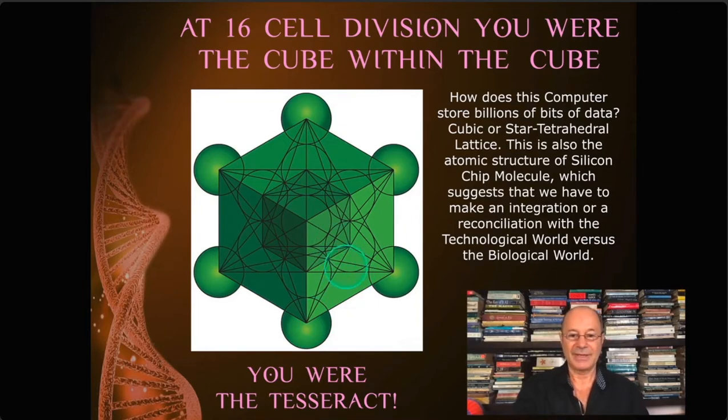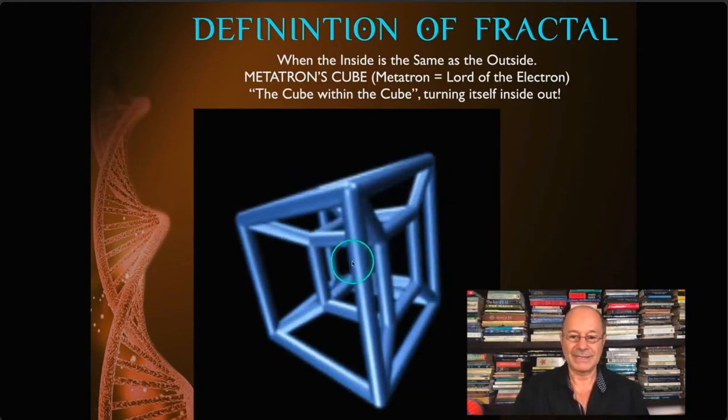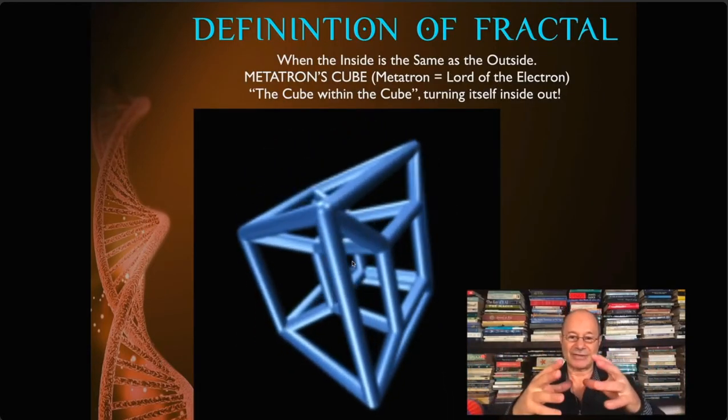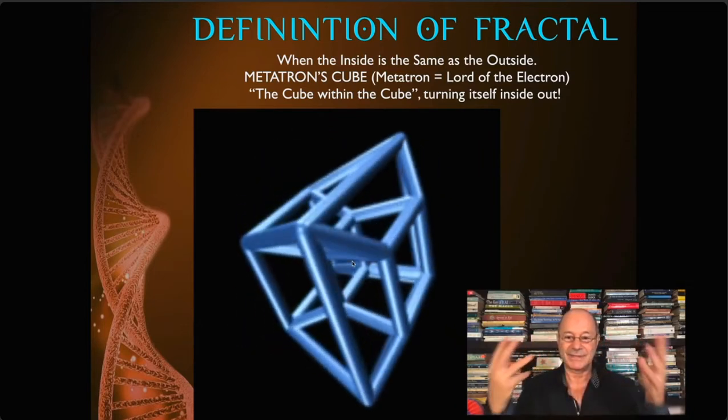So then we've got the cube within the cube. This is all hexagonal structure. The cube within the cube, as you know, is another grand secret. This is called fractal, when the inside is from the outside.